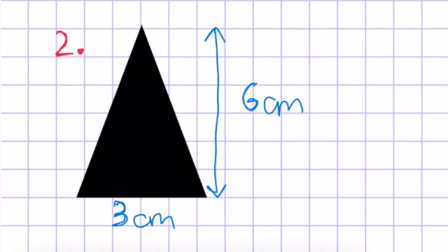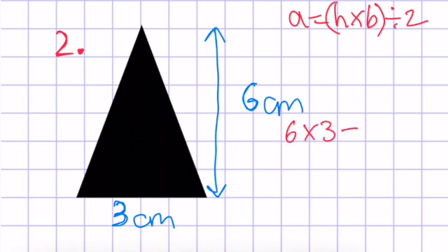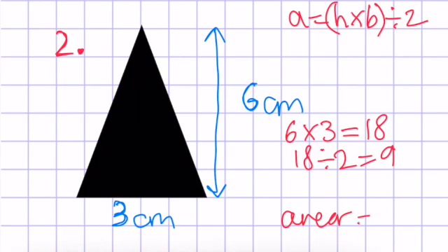Okay, write down number 2. This triangle, the height is 6 centimetres and the base is 3 centimetres. So remember, area equals height times base divided by 2. Have a go at that. And then when you press unpause, I'll go through it. 6 times 3 equals 18. 18 divided by 2 equals 9. So the area equals 9 centimetres squared.